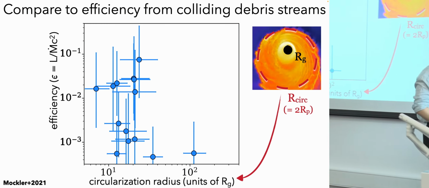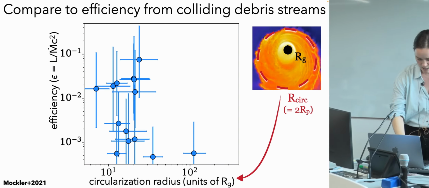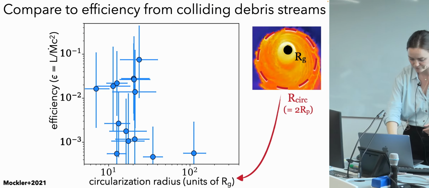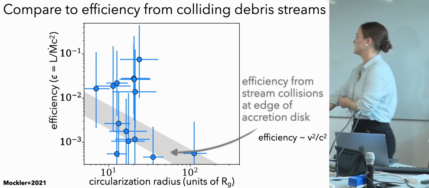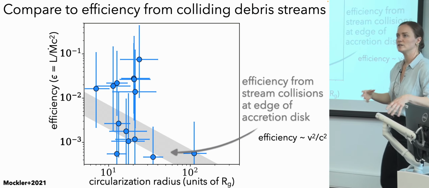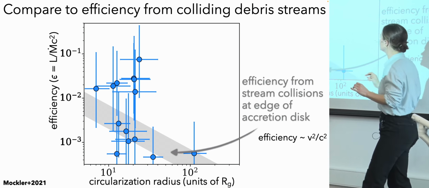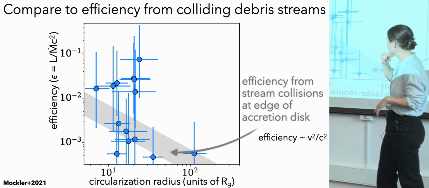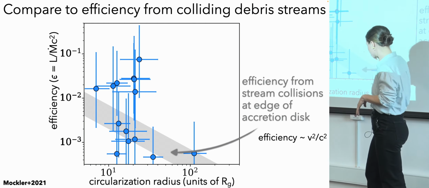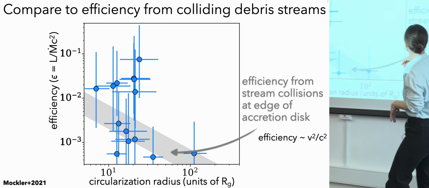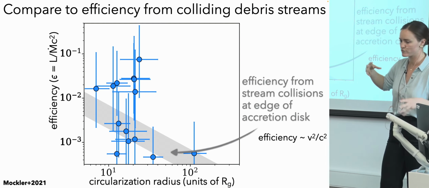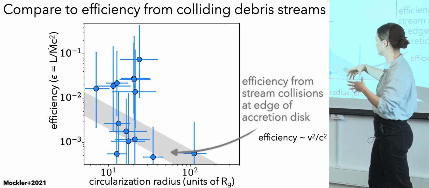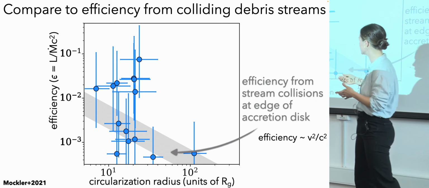And the reason this is interesting, or 2 times the pericenter radius more exactly, is that we can use simulations of stream collisions to estimate what the efficiency from stream collisions is likely to be near the edge of the accretion disk. And that's what I'm plotting here. Simulations tell us what fraction of the kinetic energy in stream collisions is able to be converted to luminosity.